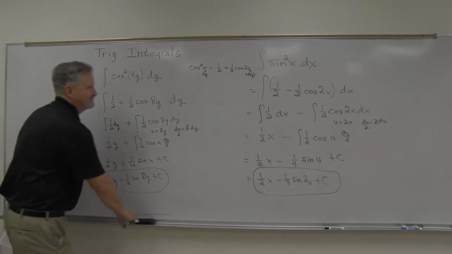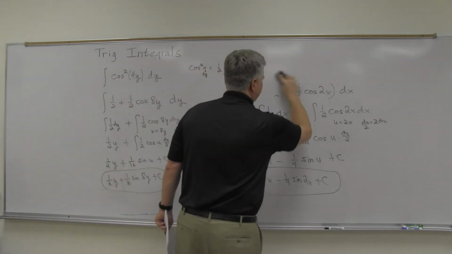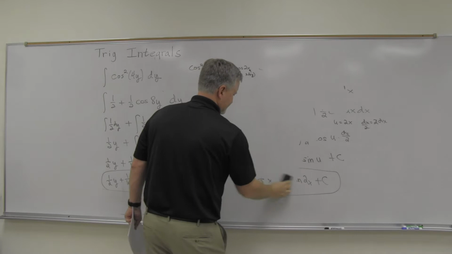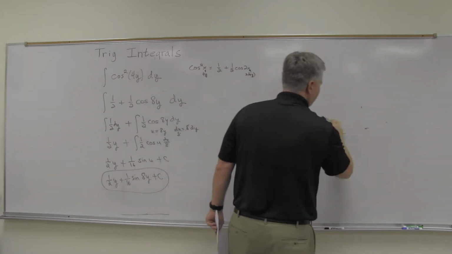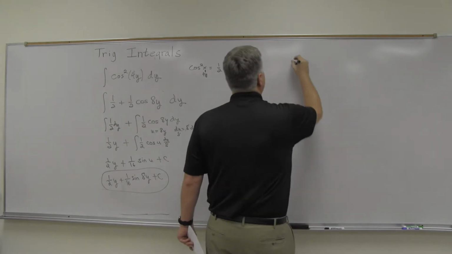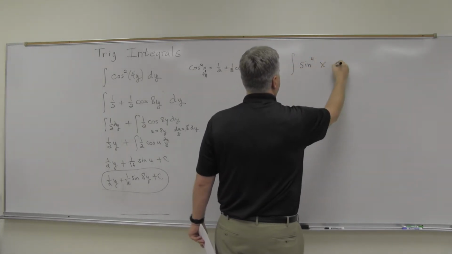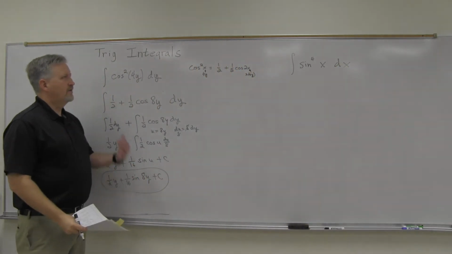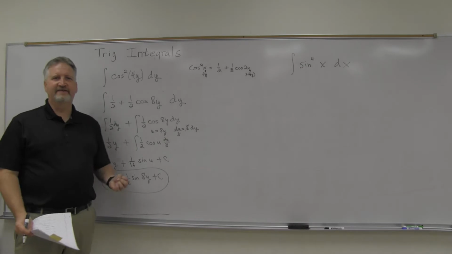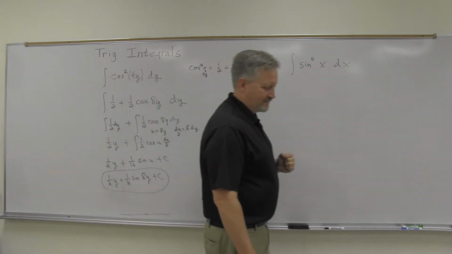Well, what if we have a larger power of a sine or a cosine, and it's even powered? So let's say we've got the integral of sine to the 4th x dx. Well, we don't have a trig identity, or I don't know it right offhand anyway, for sine to the 4th.